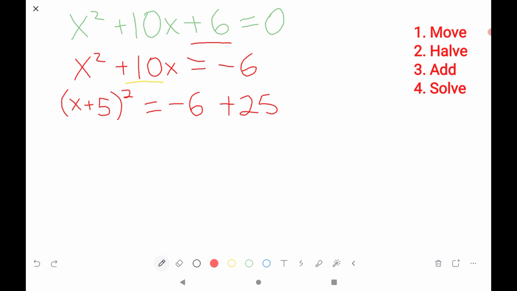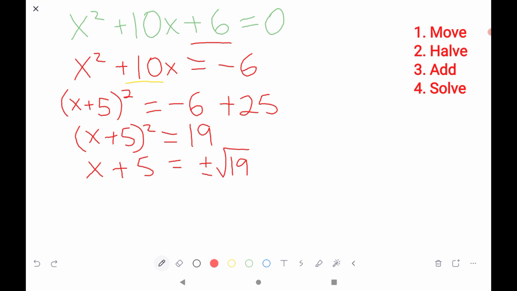The final step is solve. So we just need to simplify and solve this equation that we've now got. Negative 6 plus 25 is 19. After that, we want to remove the square on the left-hand side. So we take the square root of both sides, and we end up with x plus 5 equals plus or minus square root of 19. So you need to remember the plus or minus sign because it indicates that either positive root 19 or negative root 19 will satisfy this equation.